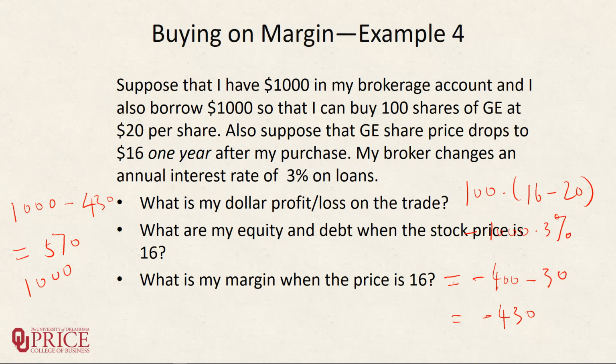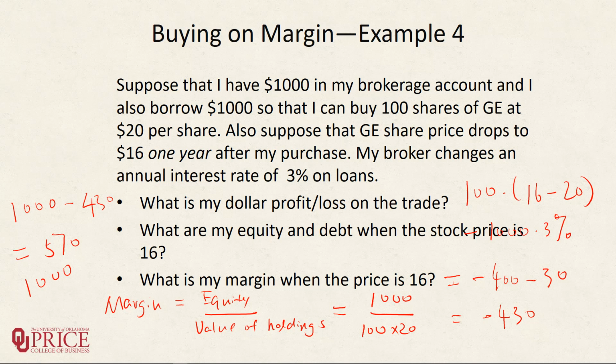So before I answer this question, let's first review the concept of margin we use here. Our definition is that our margin is equal to our equity divided by the value of our holdings. So at the beginning of the trade, let's see what's the margin. When we initiated our trade, our equity is $1,000, and we bought 100 shares at $20 per share, so the denominator here is $2,000. Therefore, our initial margin is 50%. So at the beginning of the trade, our margin is 50%.